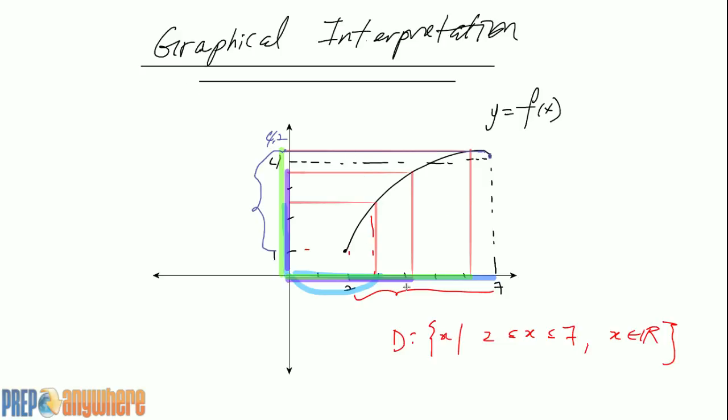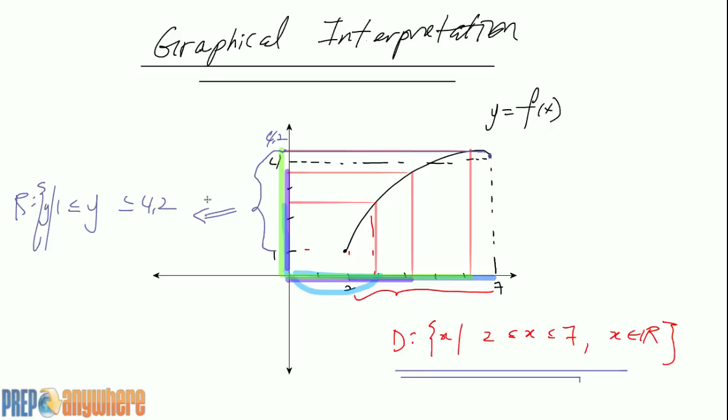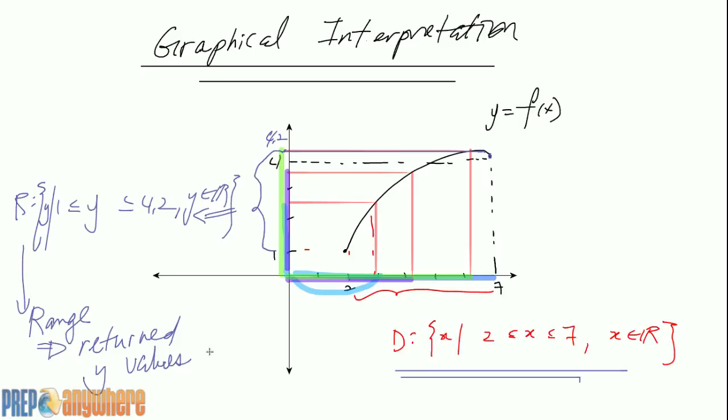So as a result of taking these x values, the domain, the function returns values from 1 to 4.2, right? So y, here let me write this, 1 to 4.2. This is called the range. Okay, so this is called a range. So it's the returned y values from the function.